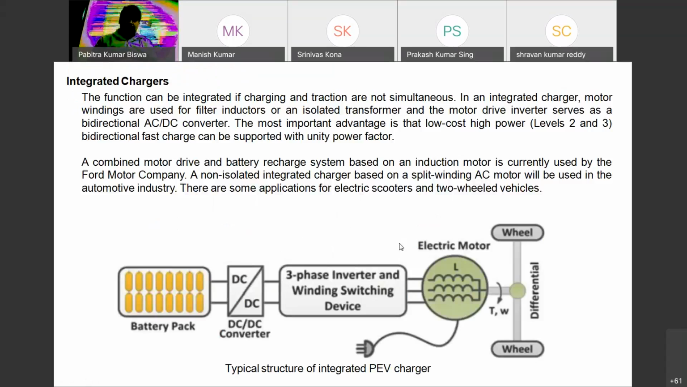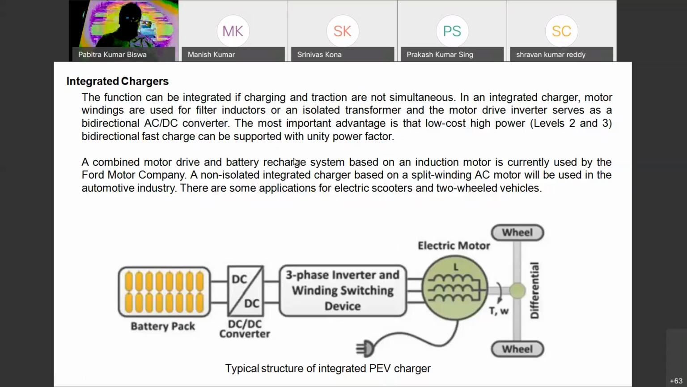Now another charger we have to consider is the integrated charger. The function can be integrated if charging and traction are not simultaneous. In an integrated charger, the motor winding is used as a filter inductor or an isolated transformer, and the motor drive inverter serves as a bidirectional AC to DC converter. The most important advantage is that a low cost, high power bidirectional fast charger can be supported with unity power factor.